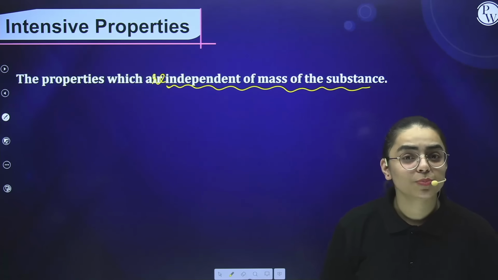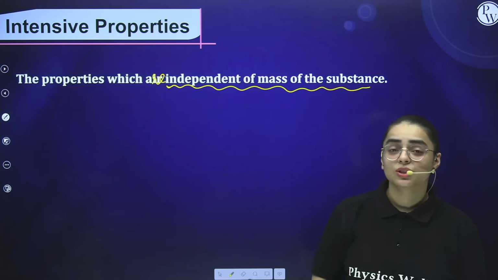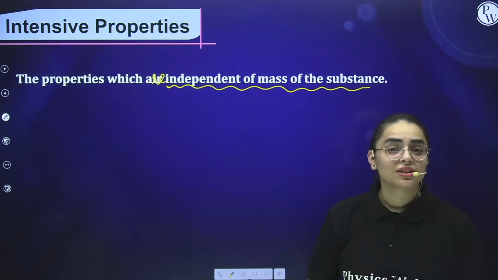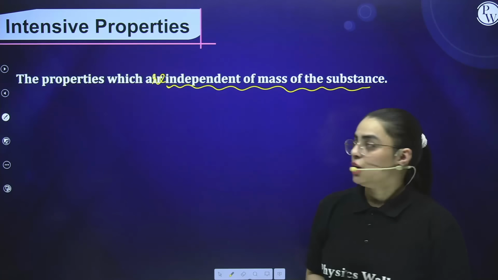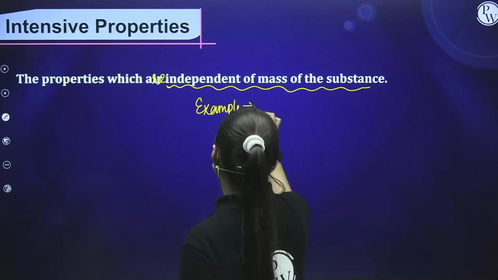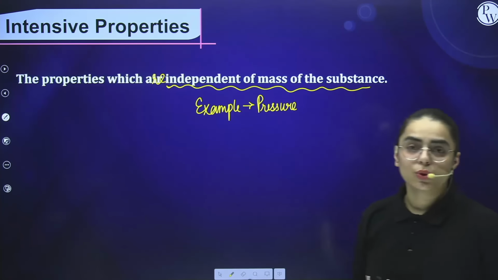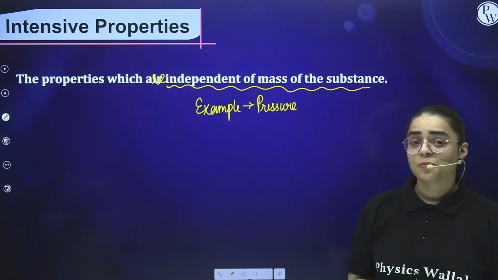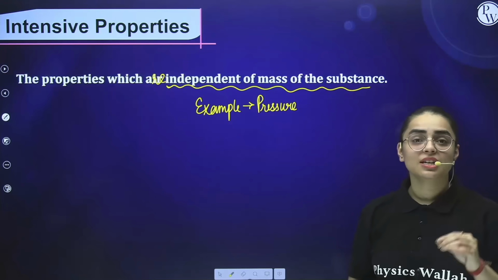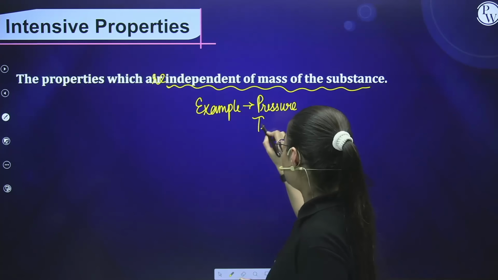So if I talk about pressure, just listen to me very carefully. Does it depend upon the mass of substance? No. Pressure doesn't depend upon the mass of substance. So that means pressure will come under the category of what? Intensive property. So here, if I'm going to write the examples for the intensive ones, the very first example is pressure, students. Other than this, just tell me temperature. Does temperature depend upon the mass of substance? No. Temperature doesn't depend upon the mass of substance. That means it will come under the category of what? Intensive property. So here the next example can be temperature.